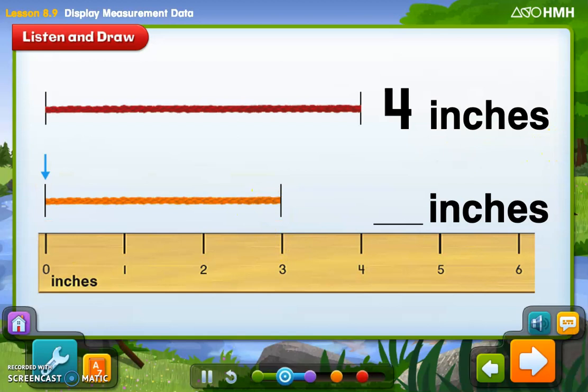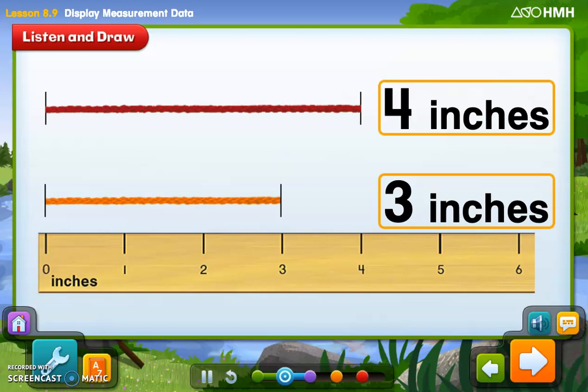To start, line up the string with the ruler. Now find where the string ends. The end of the string lines up with the 3 on the ruler, so the string is 3 inches long.